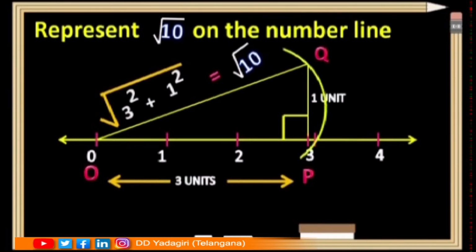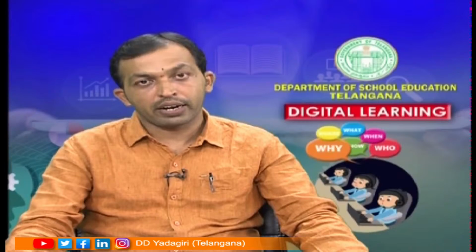By Pythagoras theorem we can estimate OQ, that is the square root of 3 square plus 1 square, that is root 10. Now draw an arc with the center O and radius OQ which meets the number line at K. So that is root 10. This is the simple way to find root 10 on the number line. Like this we can locate root 100, root 121 also.